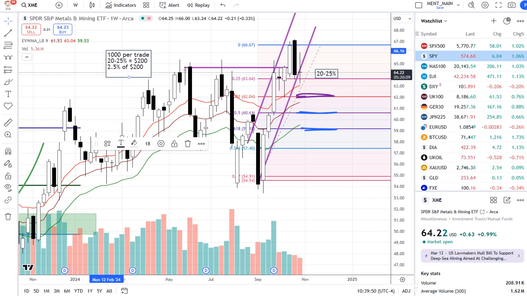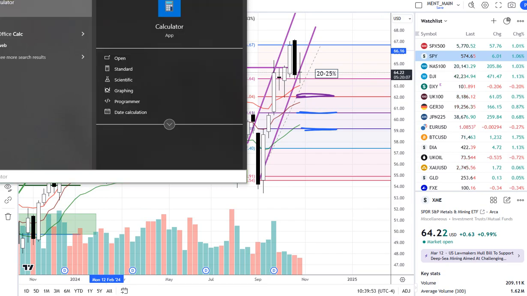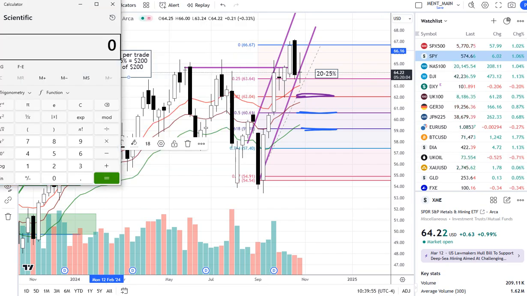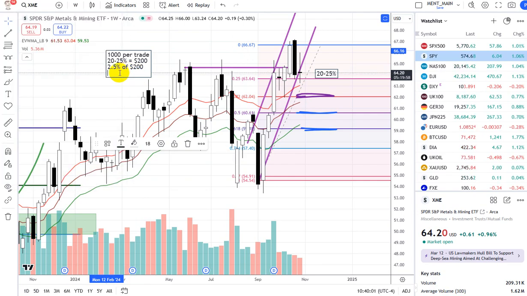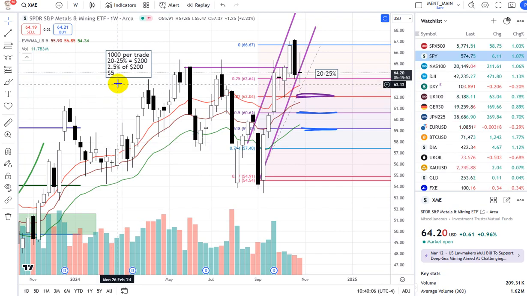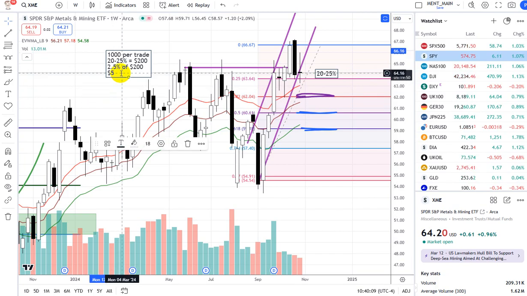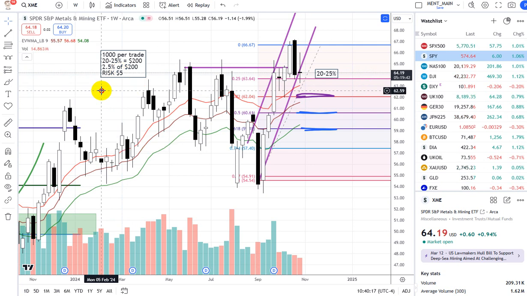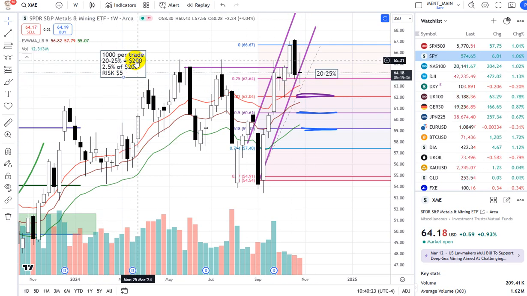And do the math over here. I hate being on the spot. 2.5, sorry, clear. 200 times 0.025, $5. So the idea is that's the calculation of the risk that I'm having in the trade related to the actual movement of the price. So I'm going to put roughly 200 bucks in, and I'm going to have a 2.5% risk. So total risk I have on the trade is $5.